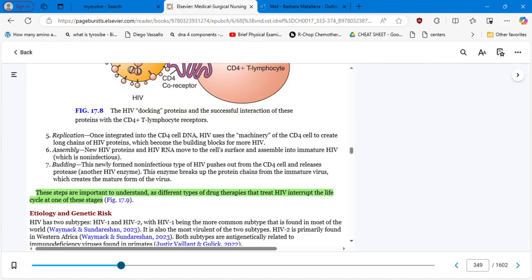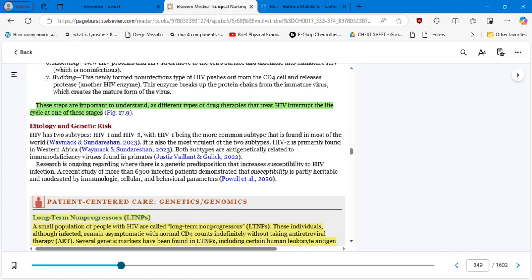So this virus has multiple enzymes that are somehow controlling our cell and taking our DNA to use it and multiply. These steps are important to understand, as different types of drug therapies that treat HIV interrupt it. Exactly. That's very important to understand, okay?